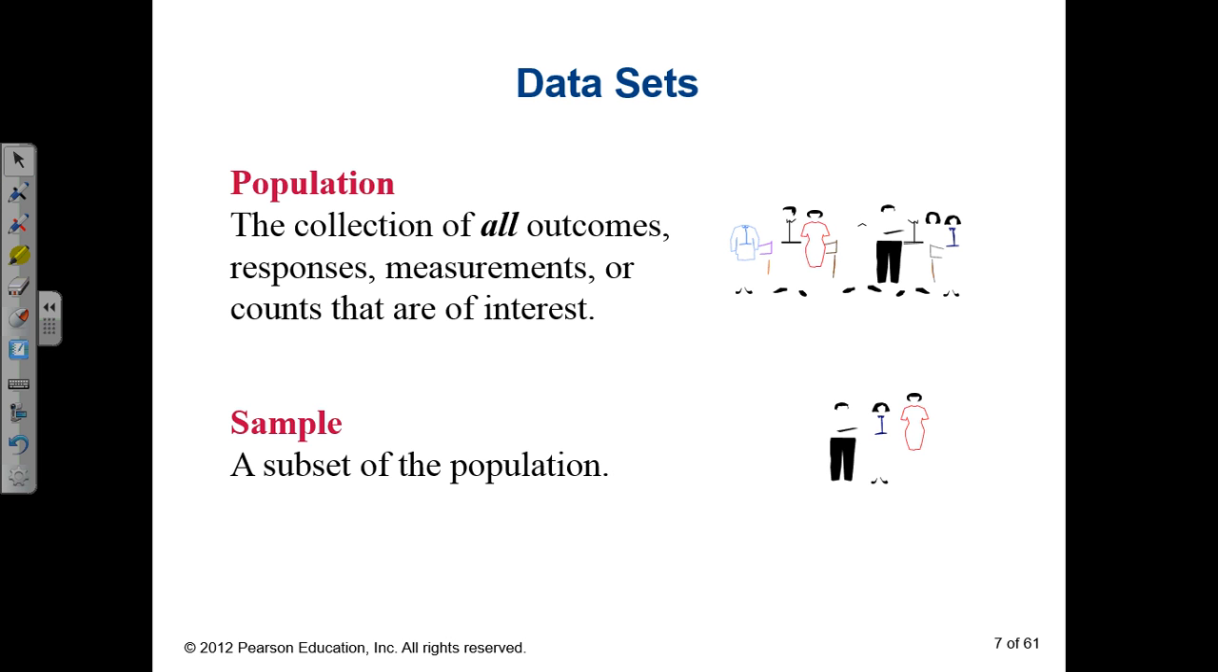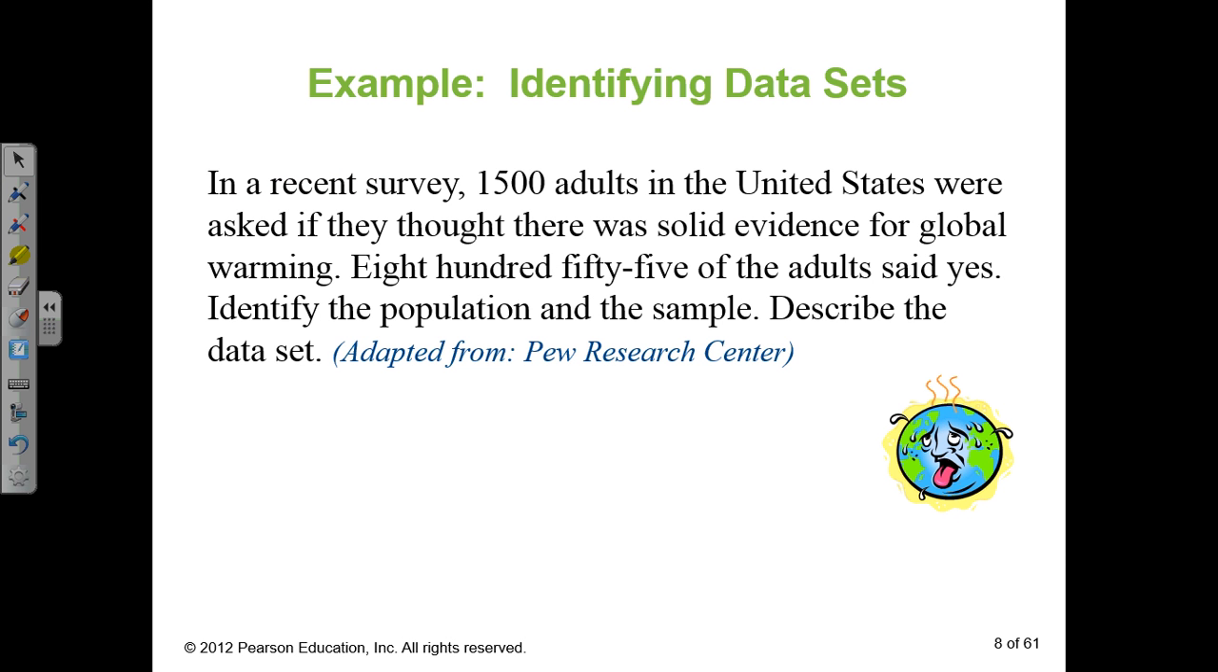The sample is a subset from this same population. So every observation in your sample comes from that population of interest. For example, if we took a survey and 1,500 adults in the United States were asked if they thought there was solid evidence for global warming, 855 of the adults said yes. Identify the population and the sample. So if we surveyed 1,500 adults, then the adults in the U.S. would be the population, that's the all, and the 1,500 adults that we actually surveyed are our sample, right?